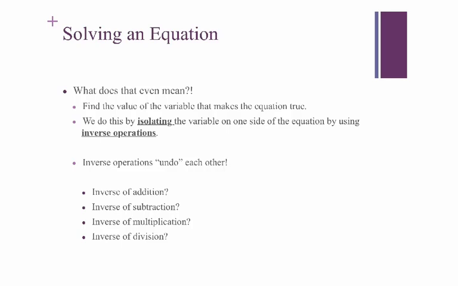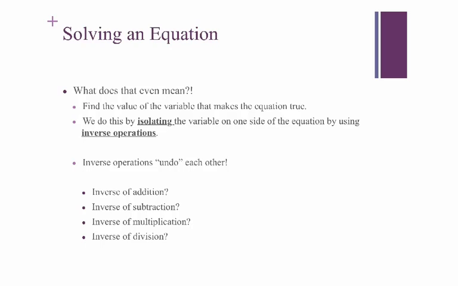Well, it means to find the value of that variable that you're looking for. So maybe we're looking for x as a variable, maybe we're looking for y, whatever it is, we are trying to find the value that makes that equation true. How do we do it? Well, we isolate the variable on one side of the equation. Now, what does it mean to isolate?